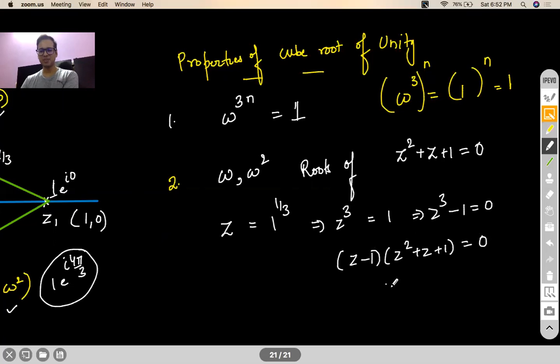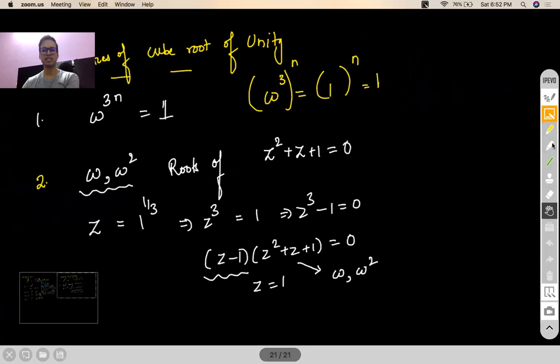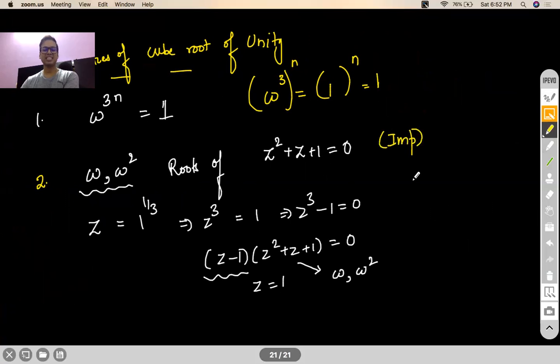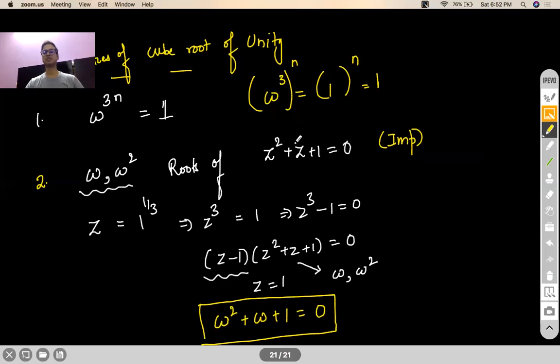So I'll get one answer as 1 because of this factor, and I will get the other 2 roots from here, which are actually omega and omega square. So hence omega and omega square are roots of this equation. This is a very important piece of information for us, right? And therefore we can say one thing for sure, that omega square plus omega plus 1 will always be 0. Very important property, because omega is going to satisfy this equation.